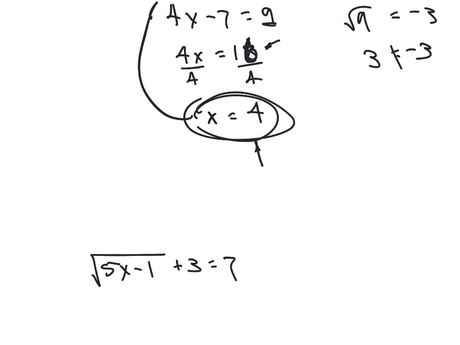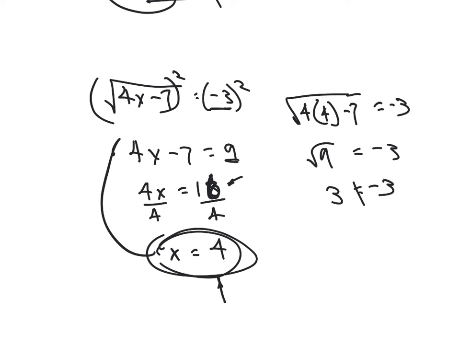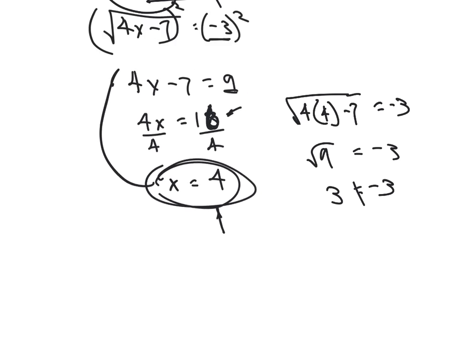So 5x minus 1 square root plus 3 equals 7. Now we have to isolate the radical. So remember on these other ones I had, before there was a squared or anything on here, it didn't have anything else on this left-hand side except the radical. Now look at this next one we're doing.